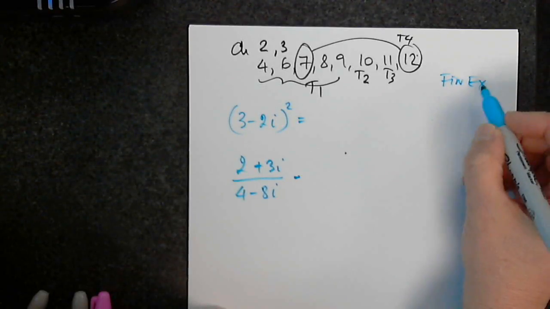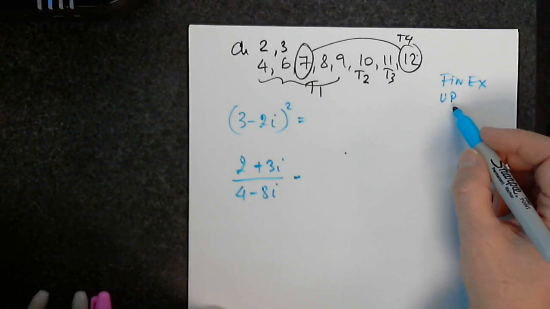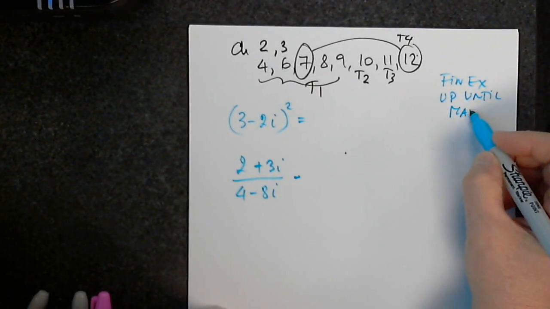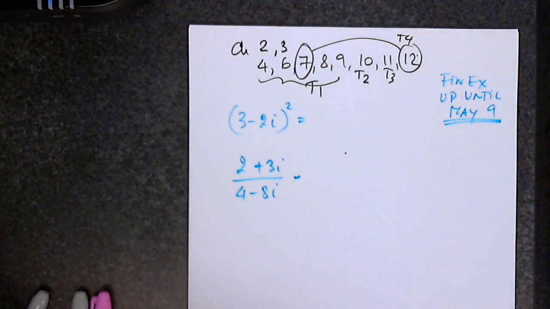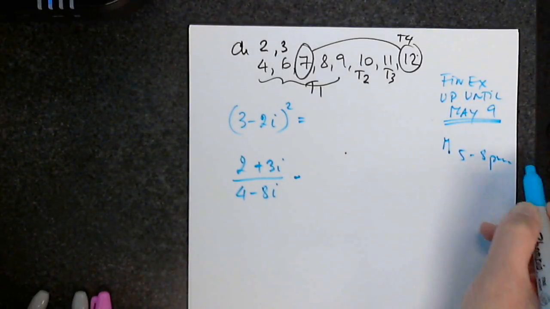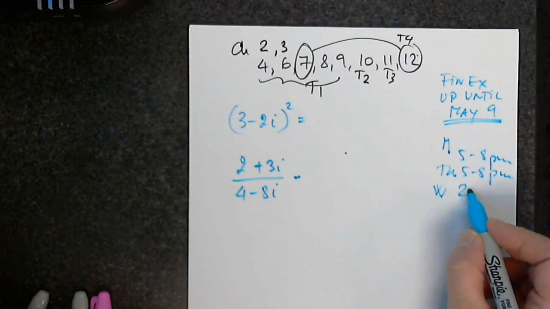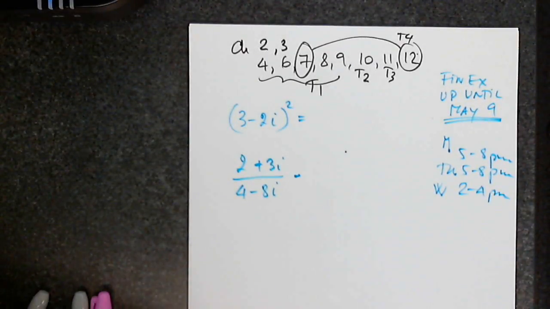So, final exam is up until May the 9th. So the last day for the final exam is May the 9th. If you want to take it in the testing center, that's fine. I also have 3 classes that you can come and take the test with if you want, Dexter: Monday from 5 to 8 p.m. in this room, Tuesday from 5 to 8 p.m. in this room, and Wednesday from 2 to 4 p.m. in this room. If you don't like any of this, the testing center has the test for you.